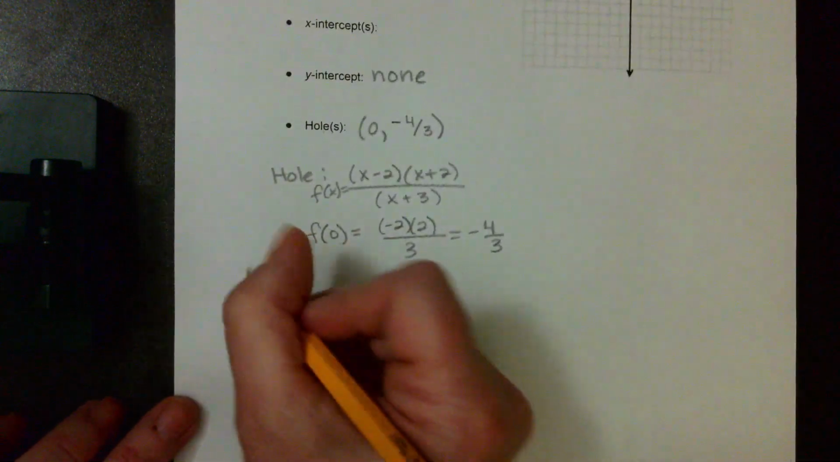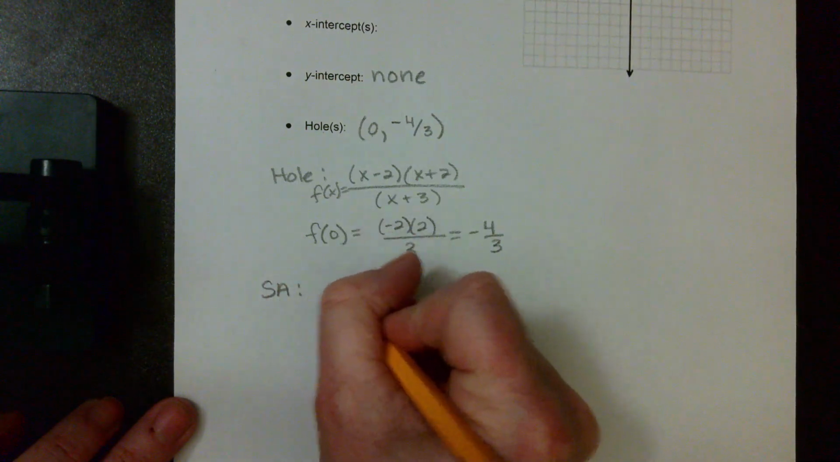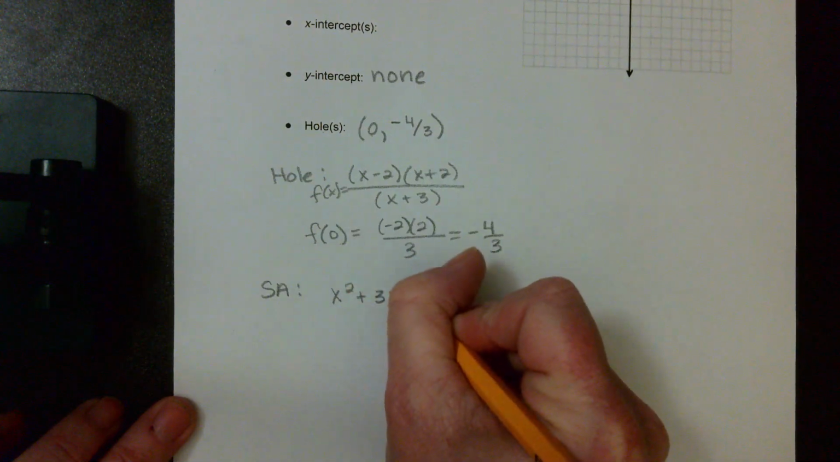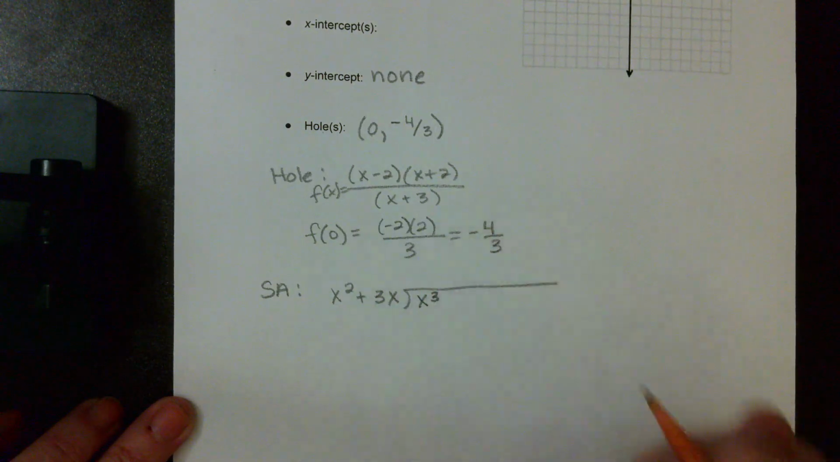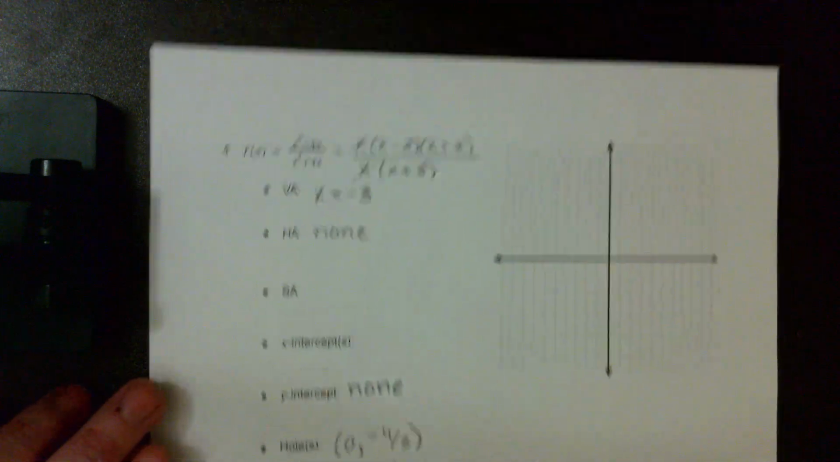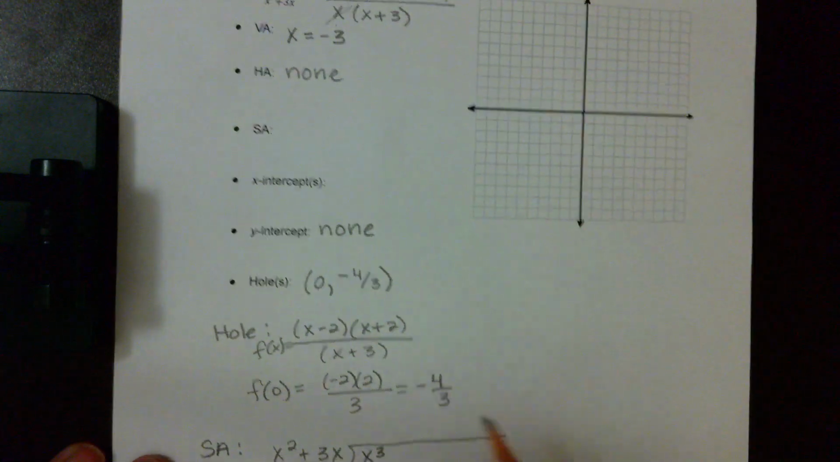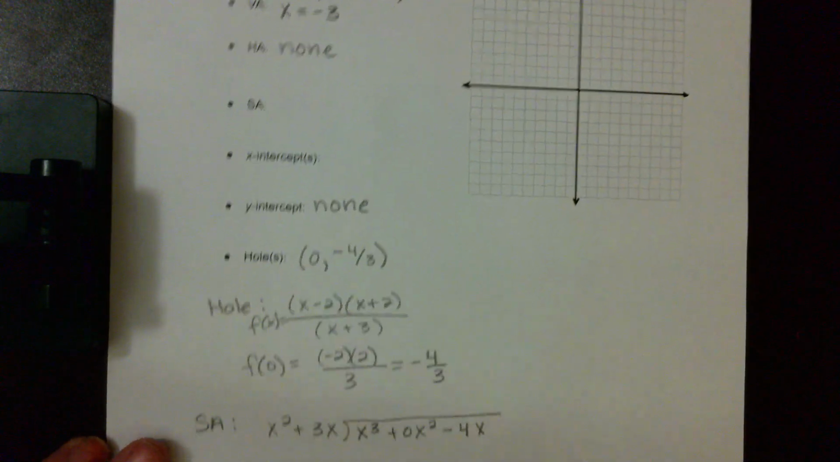So, in order to find our slant asymptote, we take the denominator on the outside and the numerator on the inside. So I have to be careful here. Remember that you need to put placeholders. So I'm going to put x cubed plus 0x squared minus 4x.